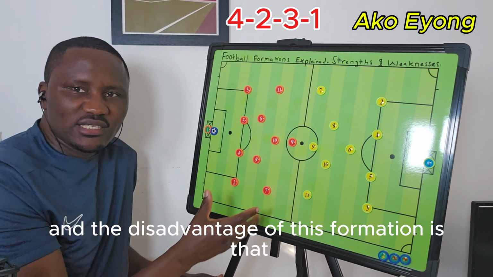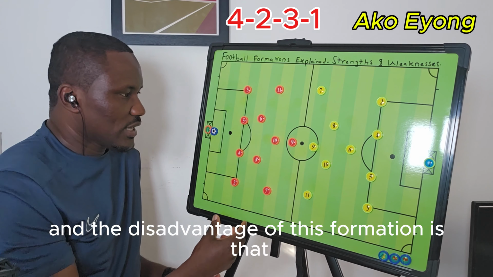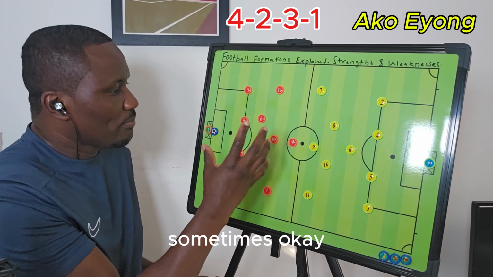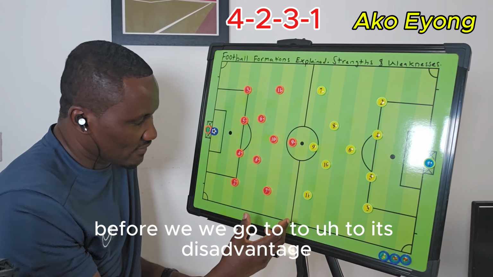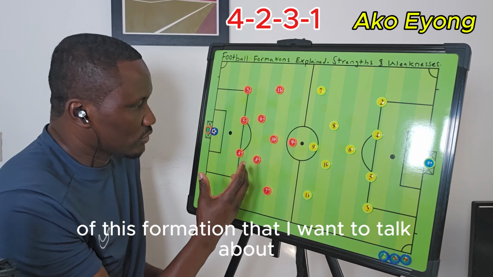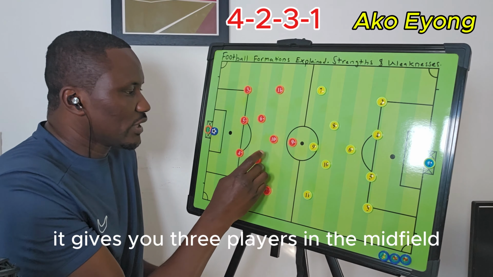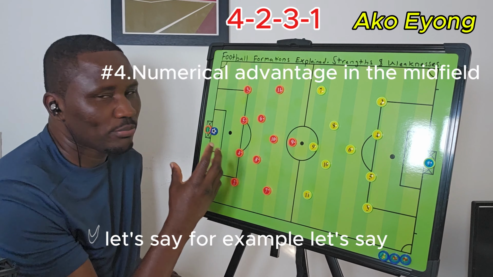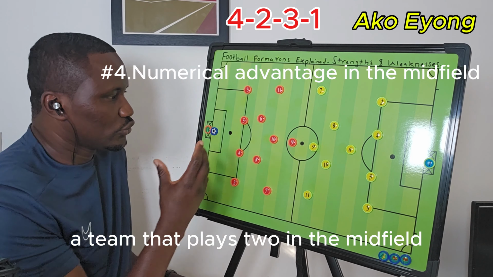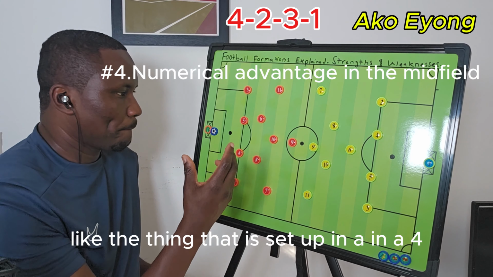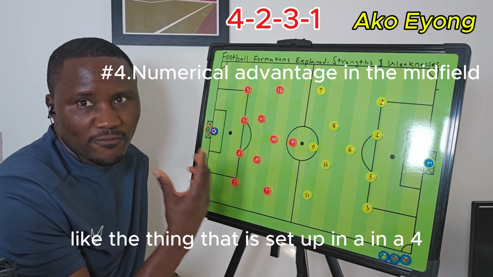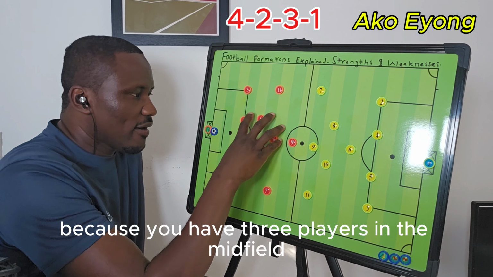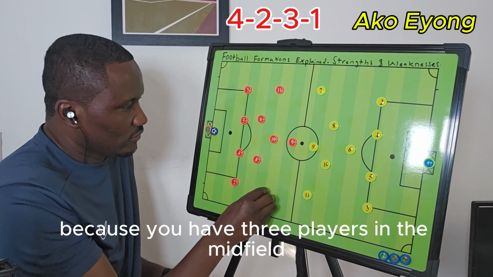And the disadvantage of this formation is that sometimes, okay, before we go to its disadvantages, another advantage of this formation that I want to talk about: it gives you 3 players in the midfield, it gives you a numerical advantage. Let's say, for example, you're playing against a team that plays 2 in the midfield, like a team that is set up in a 4-4-2 formation.